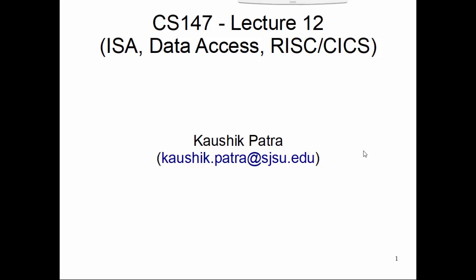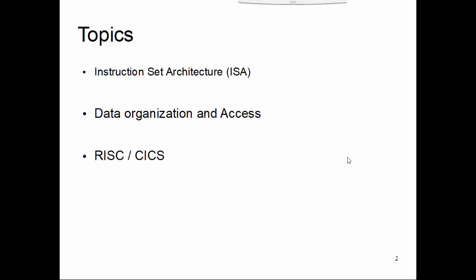This is lecture 12 of Computer Science 147, Computer Architecture Study. Our topic for this lecture is instruction set architecture. We'll talk about that, and then we'll talk about data organization and access, especially with respect to the memories. And of course, registers will come along with that part.